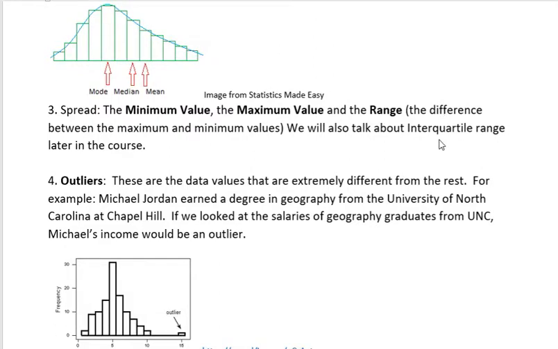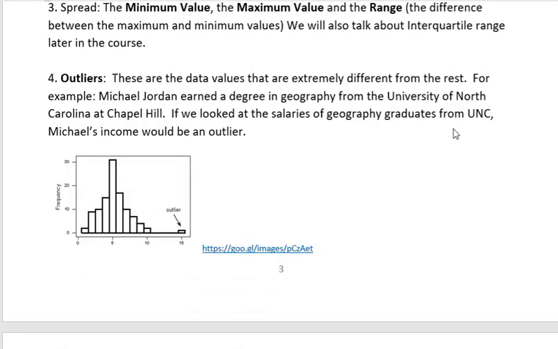And then we also need to think about the outliers. These are data values that are extremely different from the rest. For example, Michael Jordan earned a degree in geography from the University of North Carolina at Chapel Hill. If we looked at the salaries of geography graduates from UNC, Michael's income would definitely be an outlier, because his income would be extremely different than most people who graduate with a geography degree.